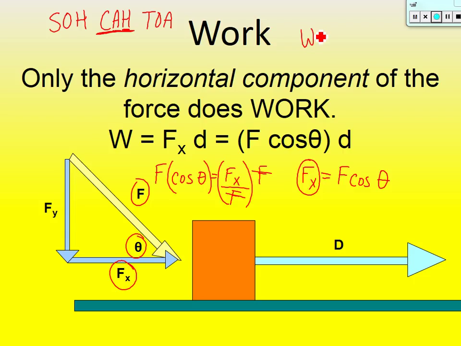So work, if you go back to that equation, is equal to a force times a distance. Since f of x is the component of that force in the same direction as the movement of the object, we will use that. And so we could substitute this in, force cosine of theta times the distance that it moves, and that will calculate work. Anyway, we're going to go through a lot of examples. I just wanted to give you a little preview of that little trick there.